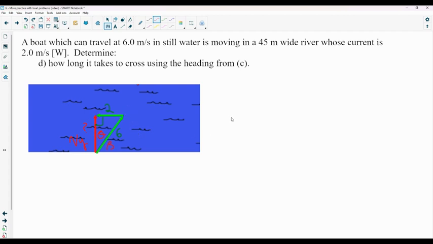So we need to do some math for that. Oh, it's a right angle triangle. That's just Pythagorean theorem, right? So we're going to say, okay, the hypotenuse is 6 squared, and then the other two sides, velocity in the y direction squared, and 2 squared.